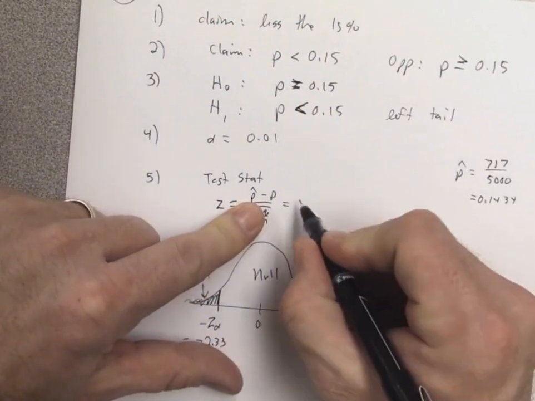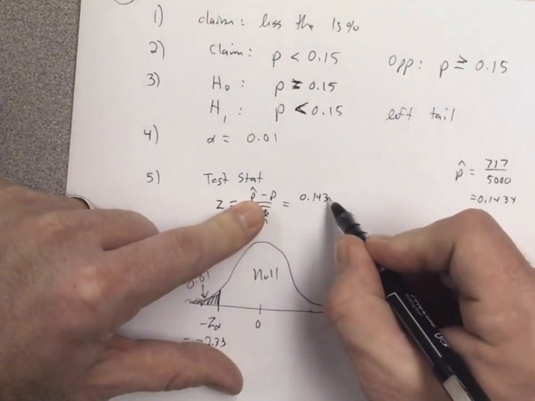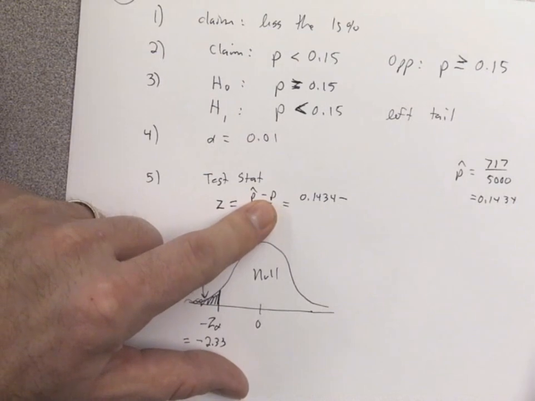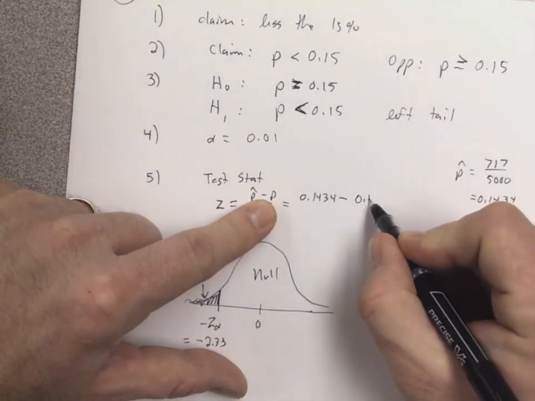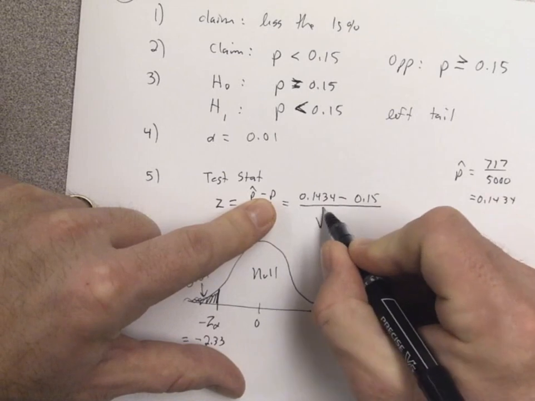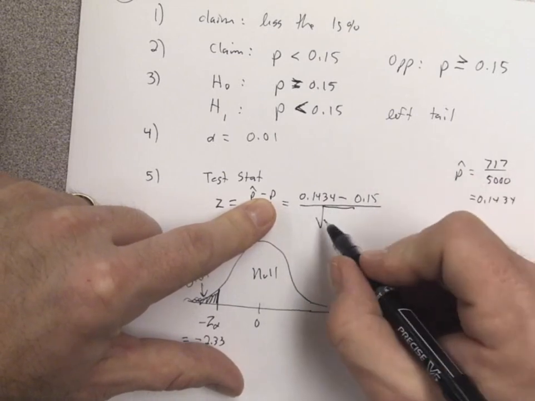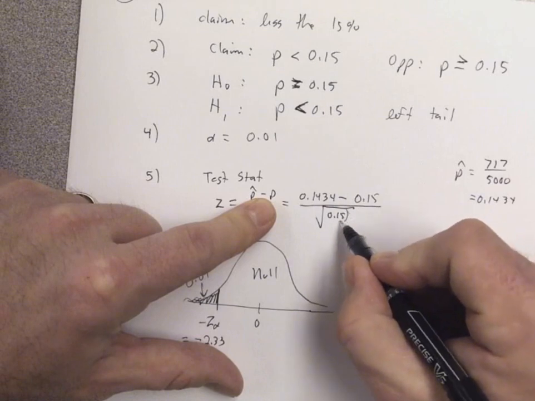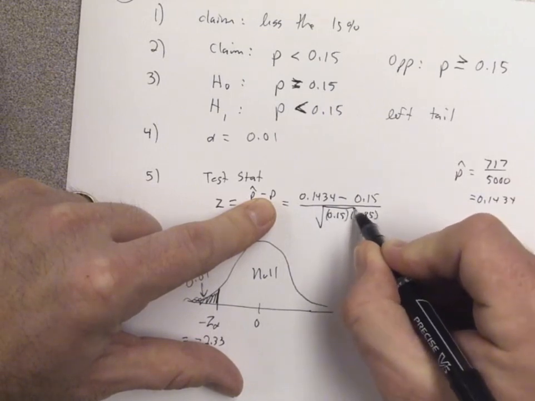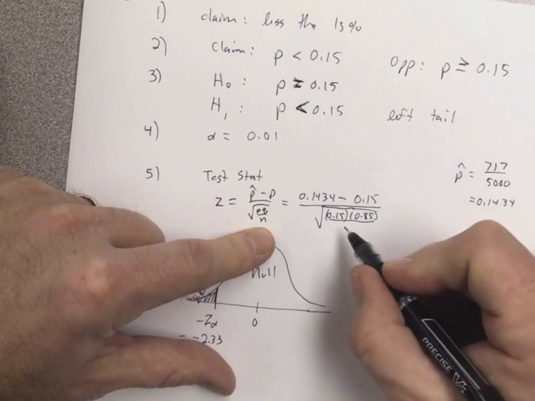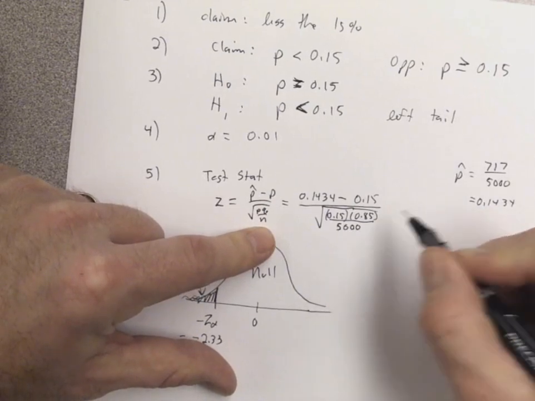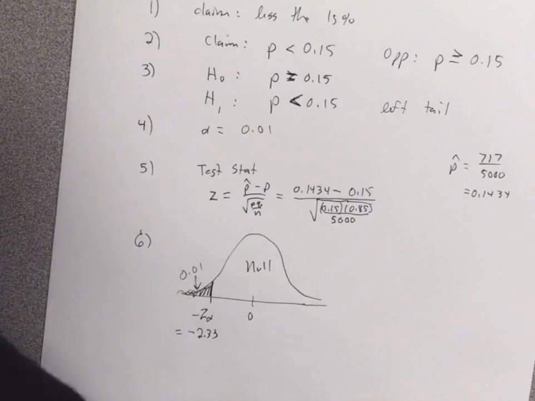Okay, so now we plug that in. The first number is my test statistic, 0.1434, minus what p comes from: the claim. So 0.15. All divided by, and all these things are the claim, remember, this is p q as opposed to p hat, so this is p, which is 0.15, q, which is 0.85, all over n, which is going to be equal to that total, 5,000. It's a little different than confidence intervals. With confidence intervals you center around your sample. In testing claims, you center around your claim.